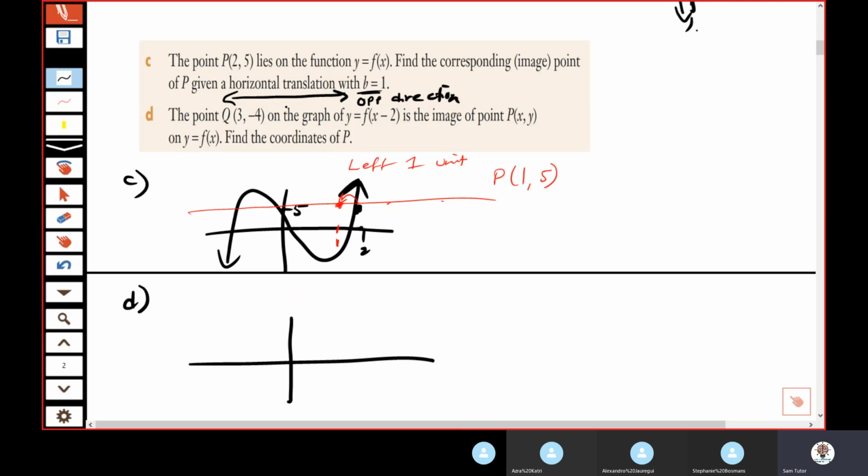What's the difference in questions from C compared to D? The -2 is attached to the x. Well, so was this, wasn't it? Because if it's a horizontal translation, isn't this technically f of x minus 1? Sorry, f of x plus 1. Sorry, not minus 1, plus 1. F of x plus 1, so we're going to move to the left one.